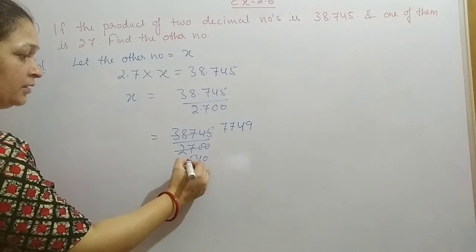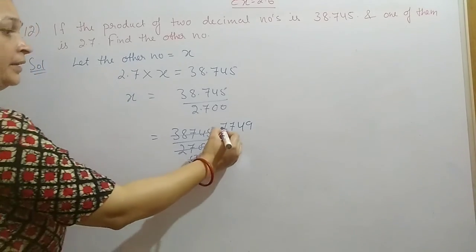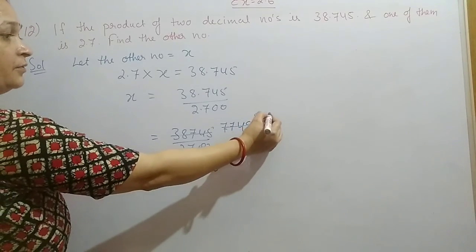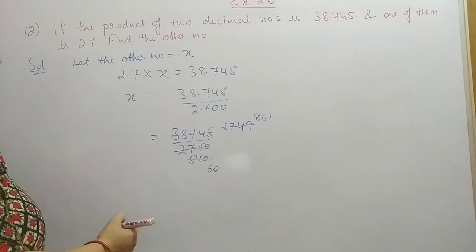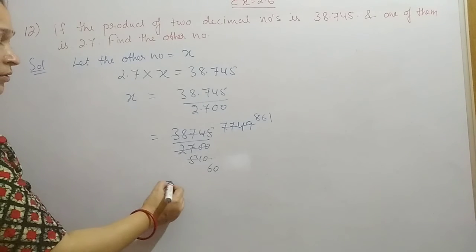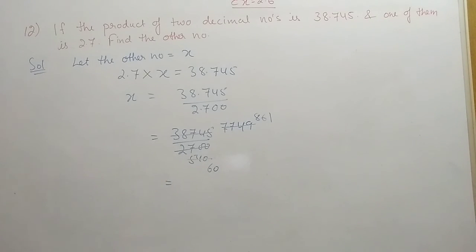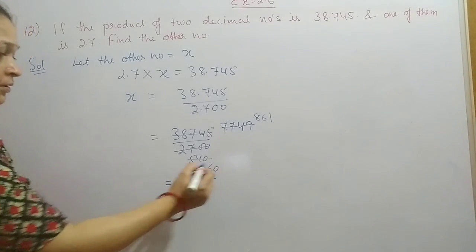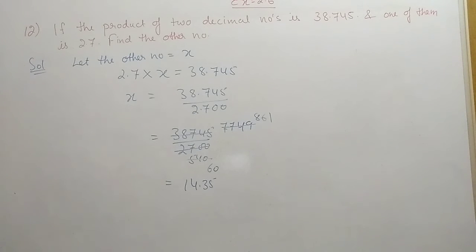9 6s, then 9 8s are 72, 54, 9 6s are 54, 9 1s are 9. Again you can check or you can divide it. After division you will get 14.35. So the other number is 14.35.